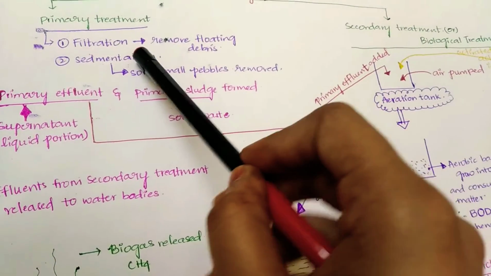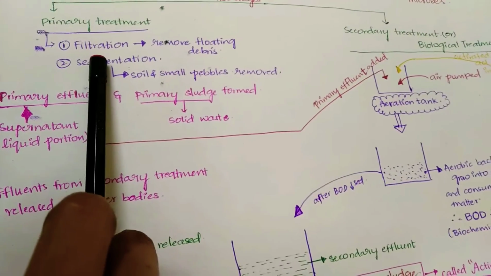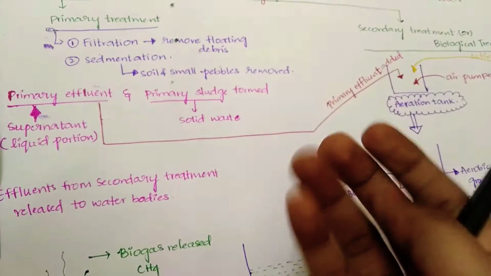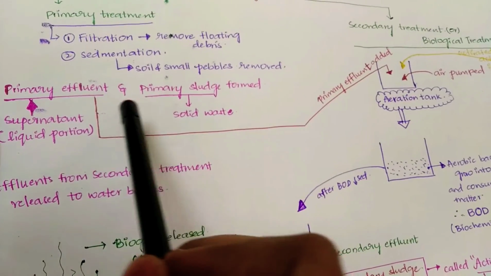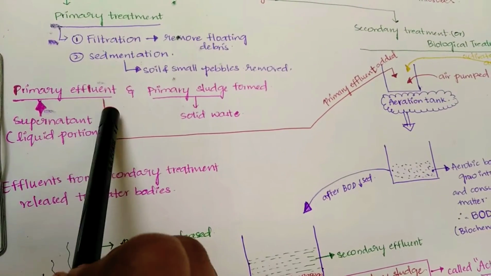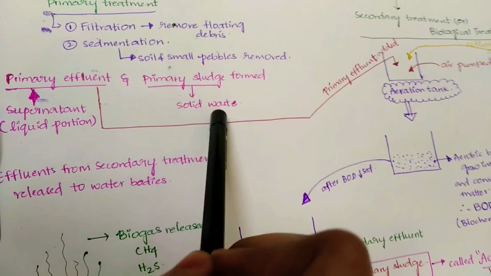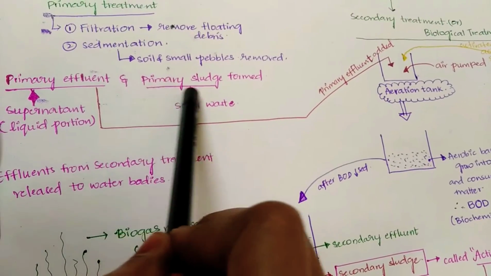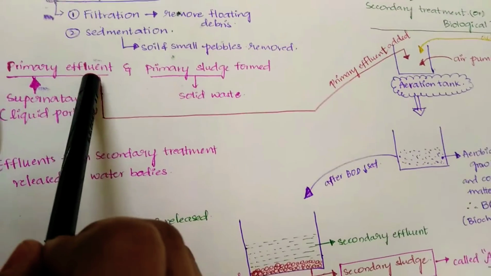The same process is applied here. The floating debris will be floating and is removed by filtration, and soil and small pebbles settle down, which can be removed by the process of sedimentation. The liquid portion is called primary effluent, and the solid waste and heavy particles which settle down are called primary sludge. This primary effluent or supernatant will be used further for the secondary treatment.